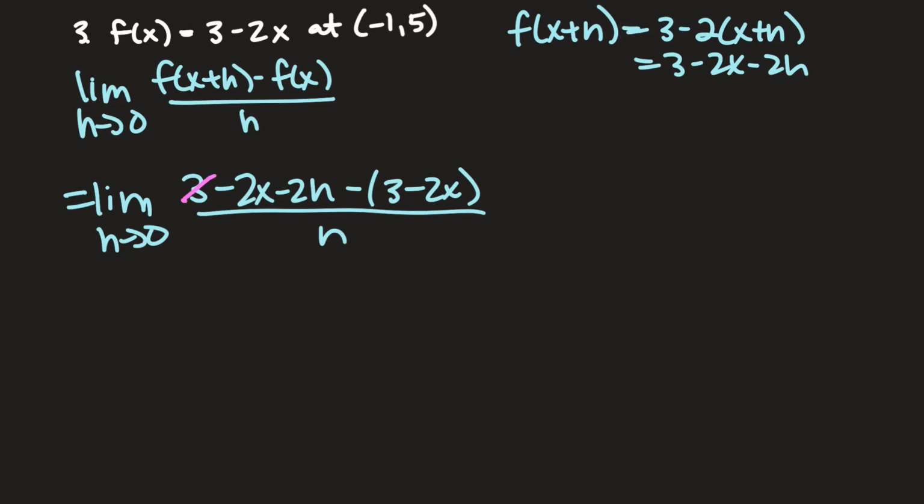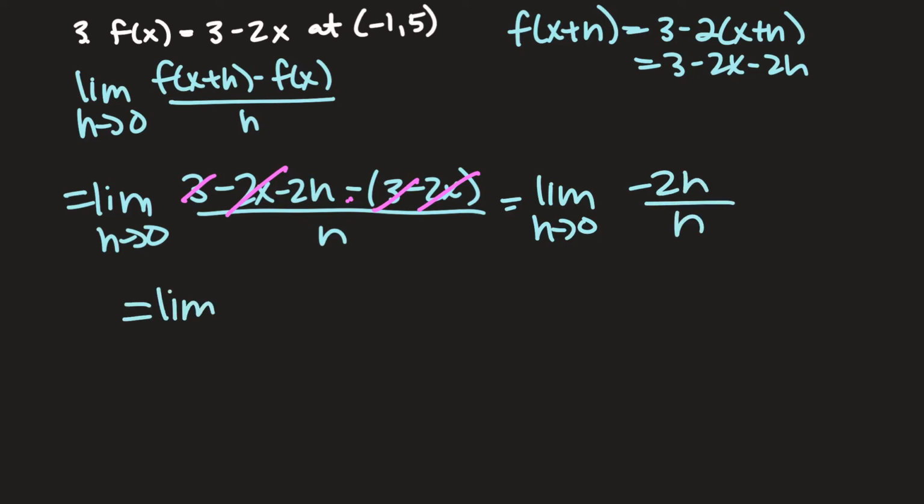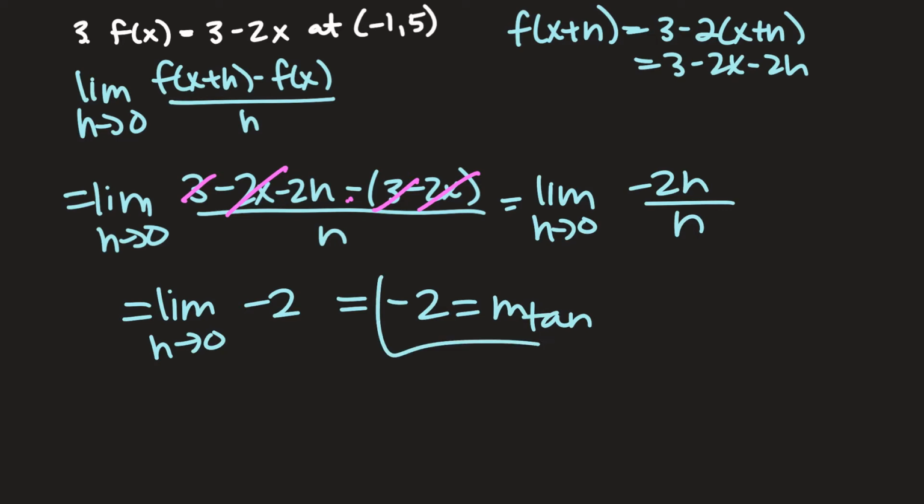So we have 3 minus 3, negative 2 minus negative 2, and that's going to leave me with the limit as h approaches 0 of negative 2h over h, which is just the limit as h approaches 0 of negative 2. And the limit of a constant is the constant. And there's nothing for me to plug in. That means that every single place on this line, the slope is going to be negative 2.